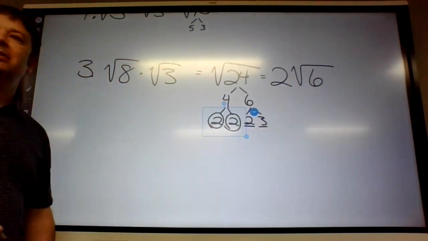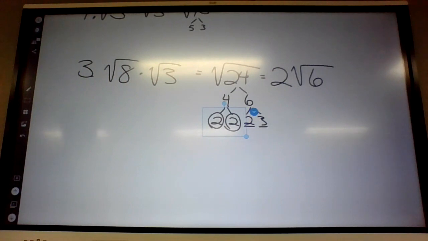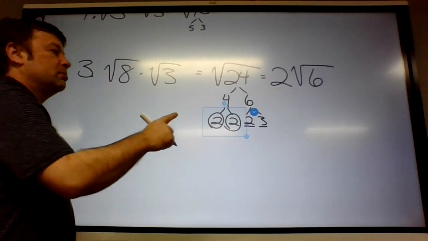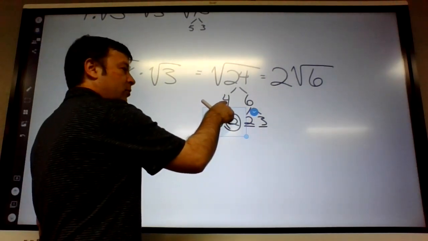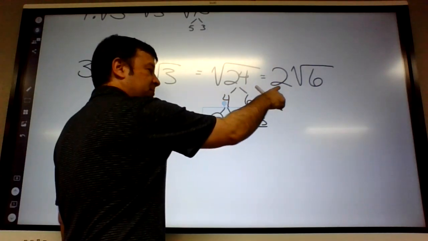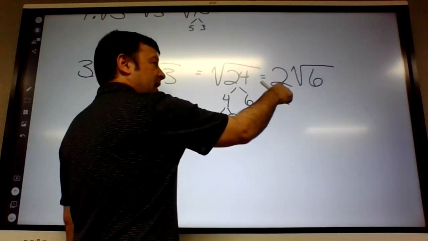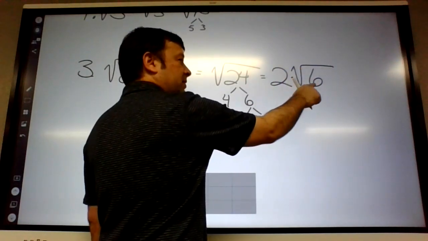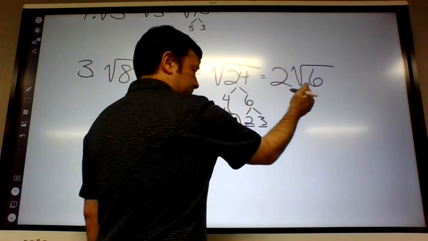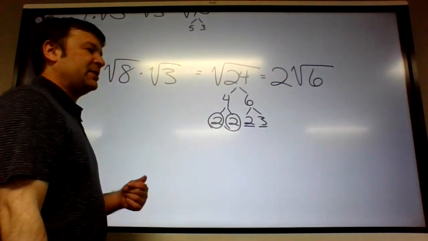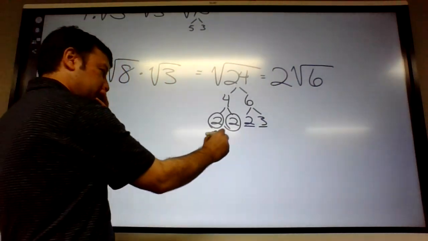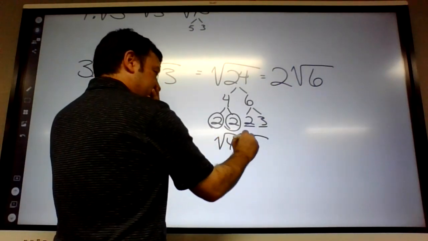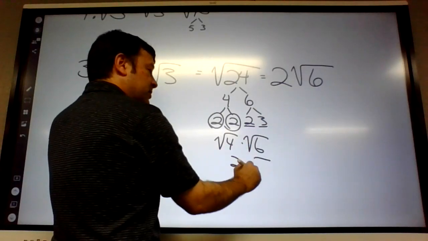So why would you multiply the 2's, but you multiply the 2 to 3? Okay, square root of 4 is 2. That's basically what happened to those 2's. And 2 is multiplied to the square root of 6. These are multiplied together. So it's kind of like square root of 4 times square root of 6, but the square root of 4 becomes a 2.